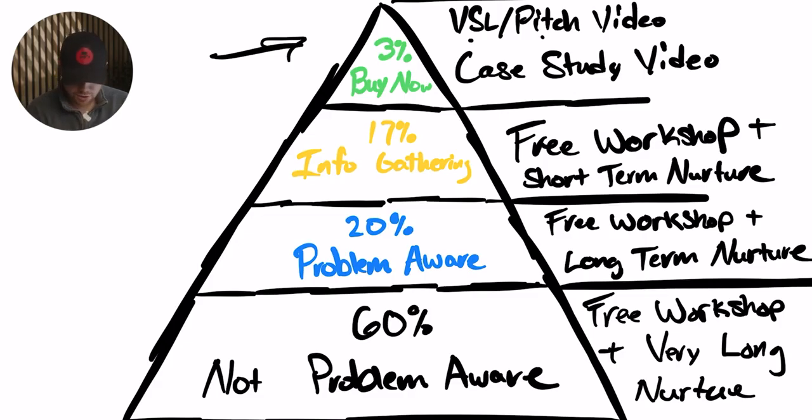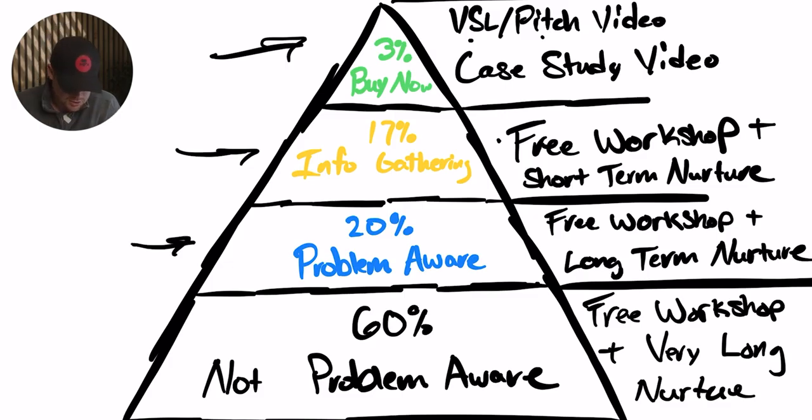And obviously we're about to get there, but the info gatherers are going to make up the other 17% of people. They're just gathering information, right? They know they have a problem, they know they're looking for a solution, but they're really just starting to gather information. They're not quite ready to buy yet. In order to attract these types of people, you're going to need some sort of free workshop, and more of a short-term nurture sequence. So like an email sequence, a text sequence to nurture those people up to finally book a call with you and buy whatever you sell.